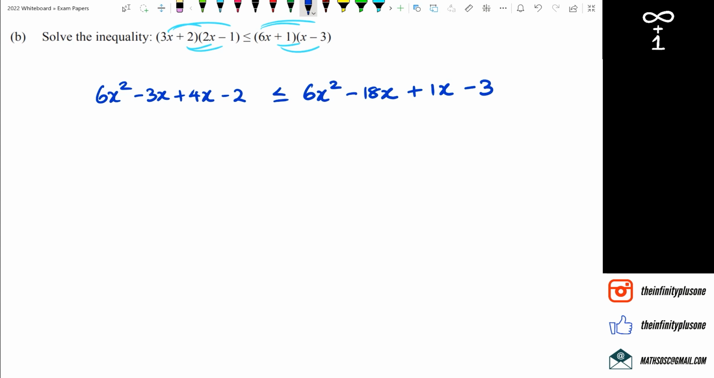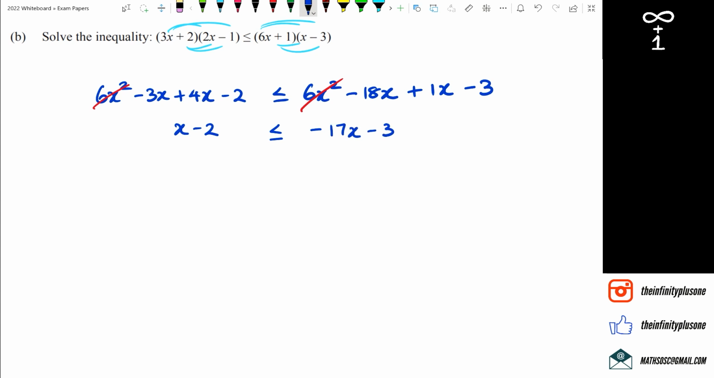So at this point, I want to get rid of whatever I can. I guess the first thing I can get rid of is 6x squared and 6x squared because they're both on the left-hand side and the right-hand side. And on the right-hand side, 4x minus 3x is x. I've got x minus 2 is less than or equal to negative 18 plus x is negative 17x minus 3.